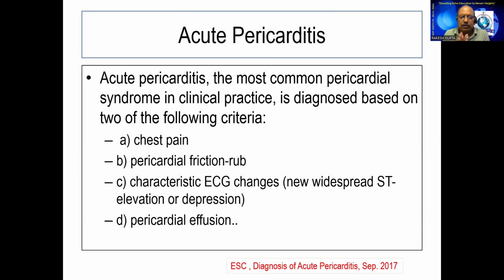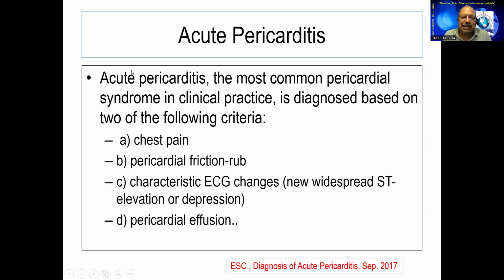We move on from the thickness of pericardium. We move on to the epicardial fat. Then we move on to intrathoracic fat or paracardiac fat. After that, the most important thing comes: acute pericarditis. And I'm very sure all of us must have seen acute pericarditis along with myocarditis during our COVID times.